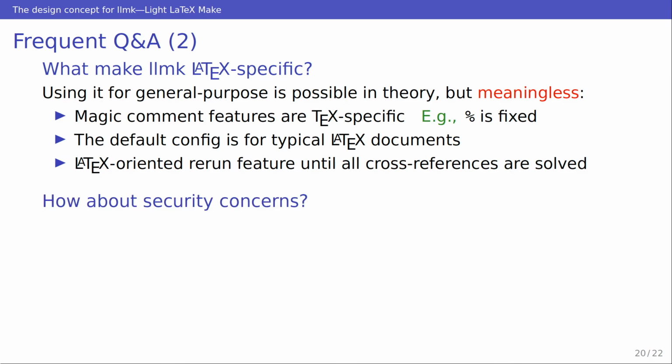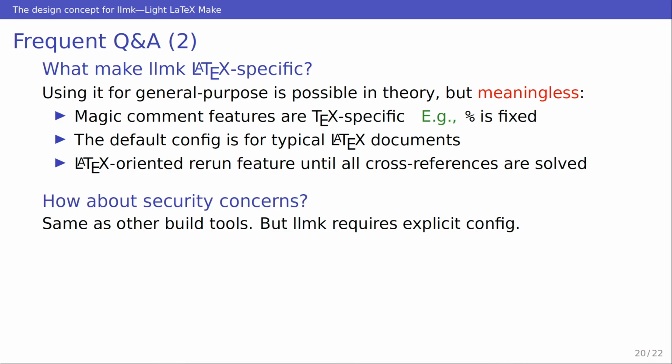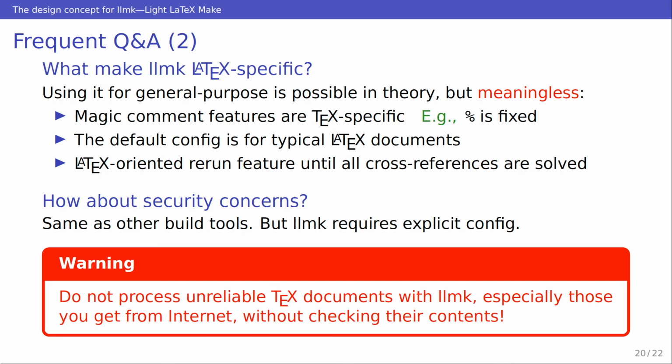Finally, what about security concerns? Well, the circumstance is the same as the other build tools. However, since llmk always requires explicit configuration, all you need to do is check the TOML field or llmk.toml before executing it. Anyway, I should warn this. Do not process unreliable TeX documents with llmk, especially those you get from the internet, without checking their contents. Running llmk is just like running LaTeX with no restricted shell escape.